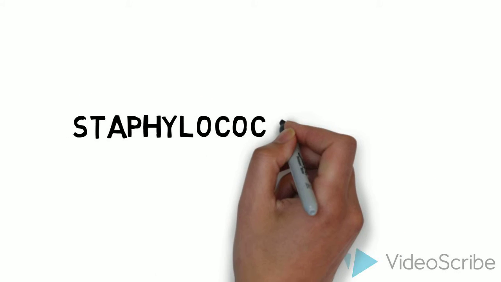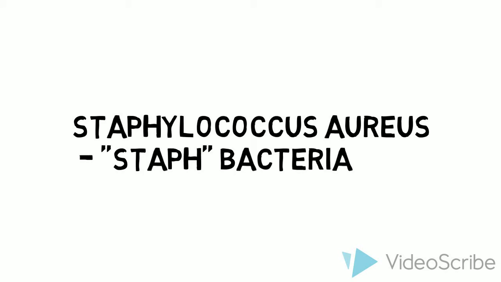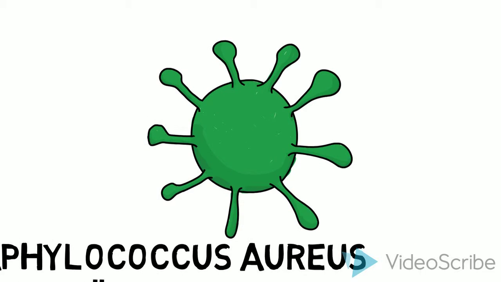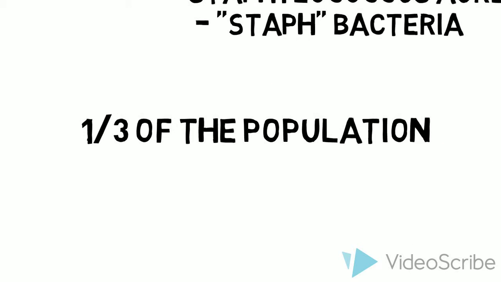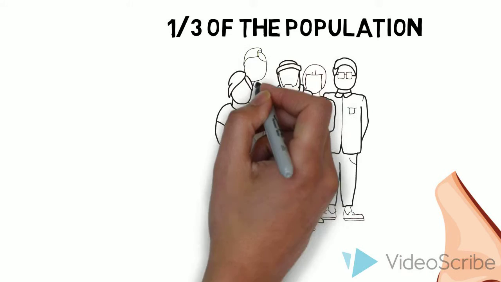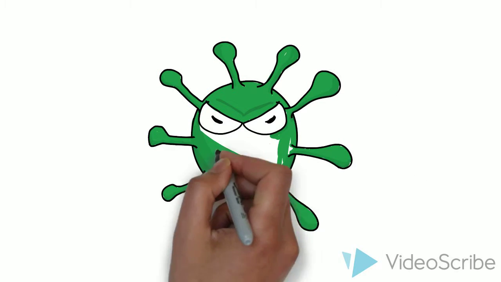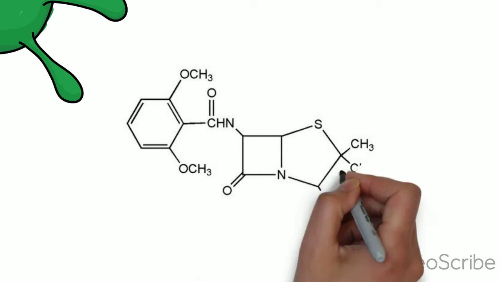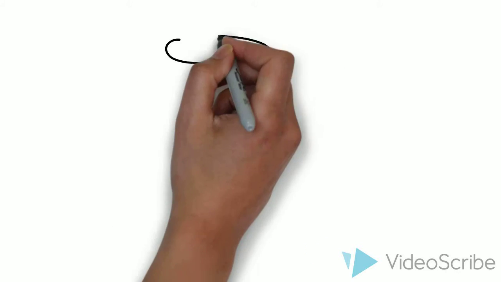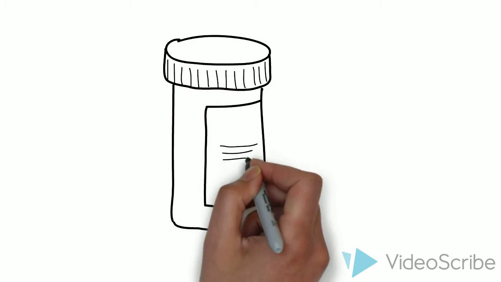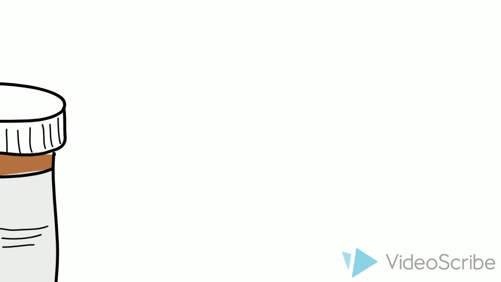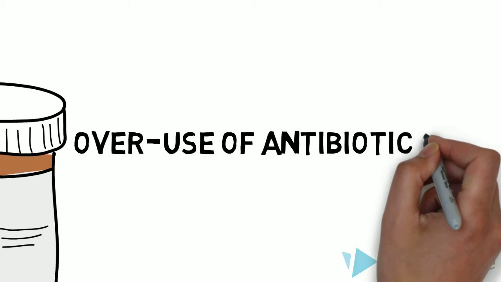There are many types of Staphylococcus aureus bacteria. Staph bacteria can be normally found in the nose of about 1/3 of the population and is generally harmless. MRSA is caused by a type of staph bacteria that has become resistant to most antibiotics, such as methicillin. According to the Centers for Disease Control and Prevention, this is a result of unnecessary use of antibiotics.